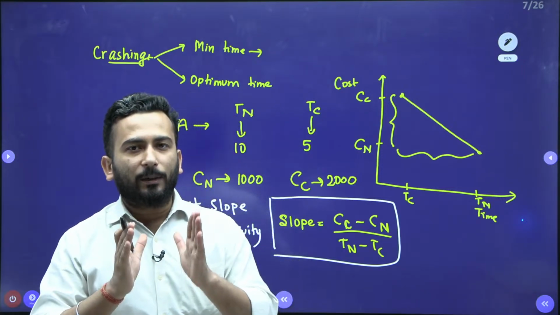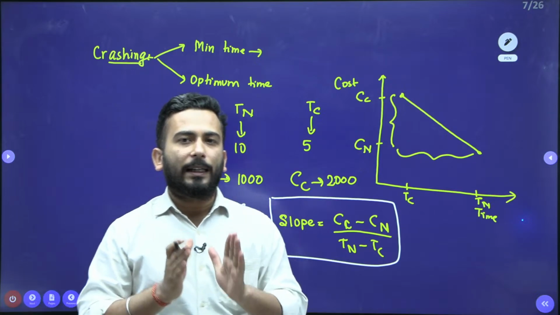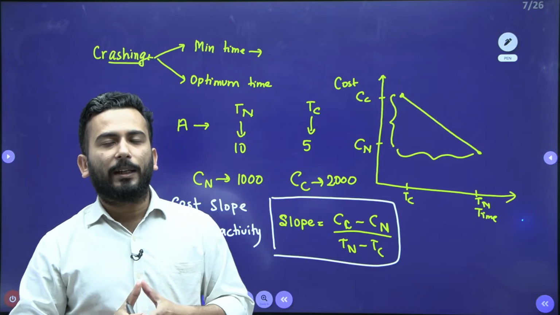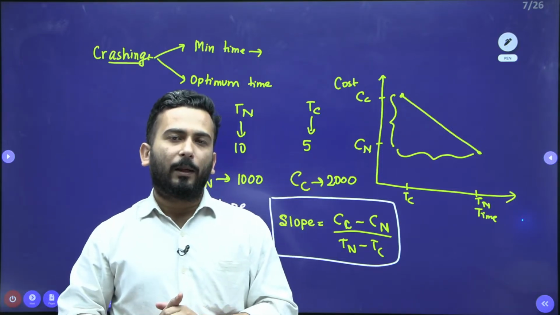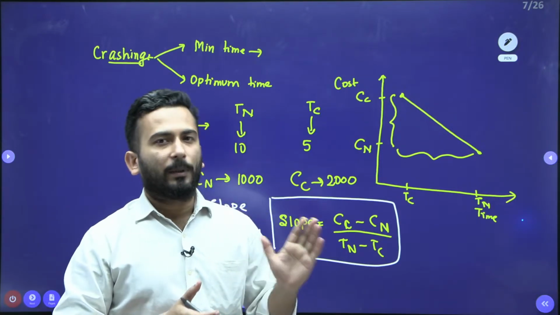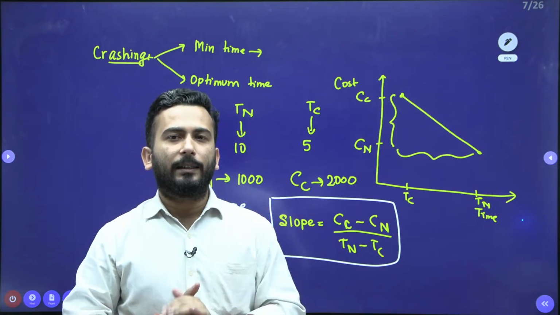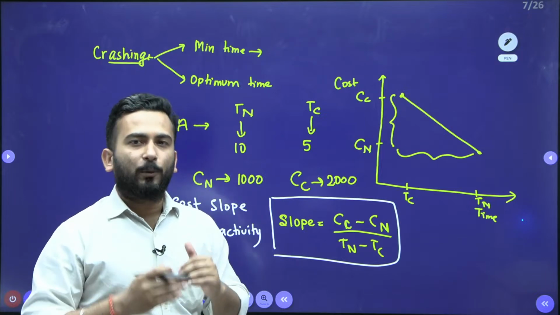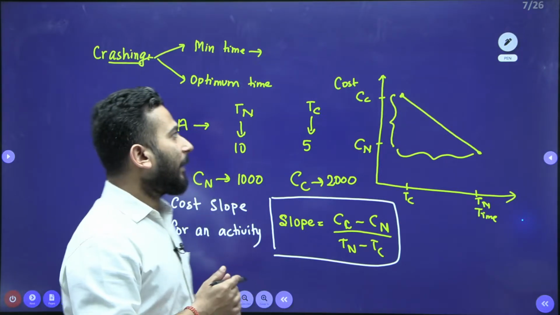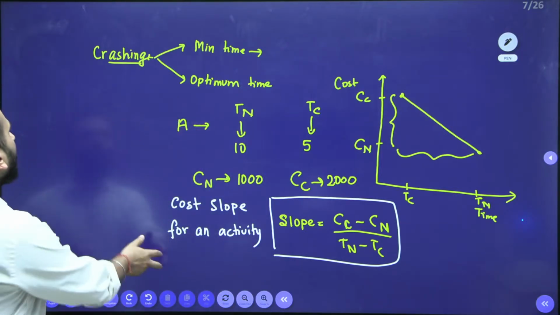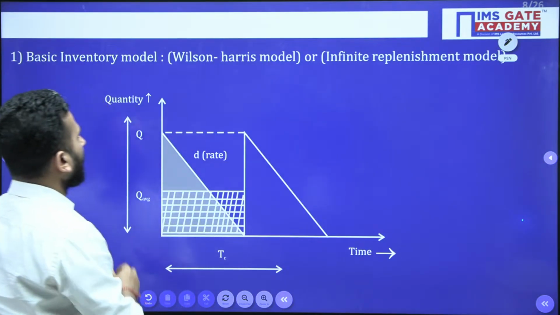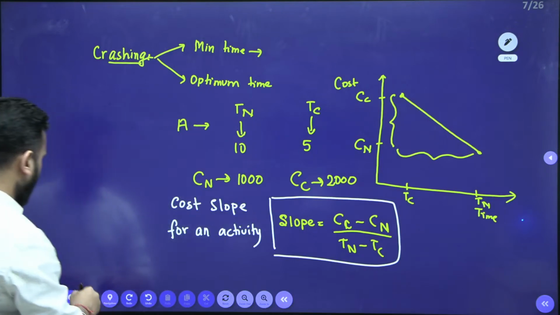So till now, my dear friends, in this 45 minutes, I have revised one chapter, and that is your network models. In network models, you can expect questions from where? From CPM, from PERT, and from crashing. Only these three topics are there. And now, my dear friends, it's time to move on to the next chapter, and my next chapter is nothing but inventory.